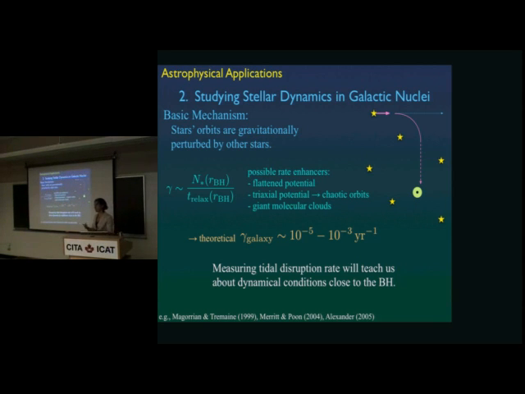But on top of that basic baseline mechanism are other enhancing mechanisms, like perhaps having a flattened potential rather than a spherical one, or even a triaxial potential, which would lead to chaotic orbits, or maybe stars interact often with giant molecular clouds, or maybe resonant relaxation is an important process. And so, due to all these different possible processes, theoretical estimates for the tidal disruption rate per galaxy range by orders of magnitude, from like 10^-5 per year up to 10^-3 per year. So that means that observationally measuring the tidal disruption rate will allow us to turn that around and teach us about the dynamical conditions close to the black hole.